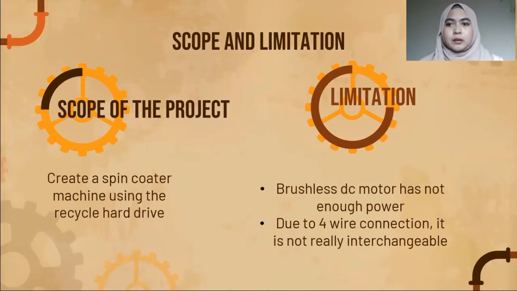For the scope and limitation: the scope of the project is to create a spin coater machine using a recycled hard drive. And for the limitation, when we use a brushless DC motor, it does not have enough power. And due to the 4-wire connection, it is also not interchangeable.